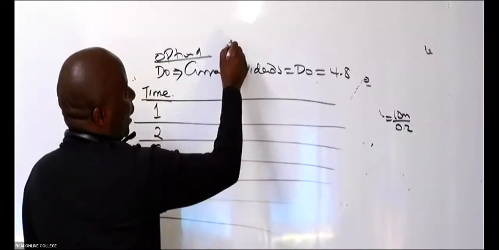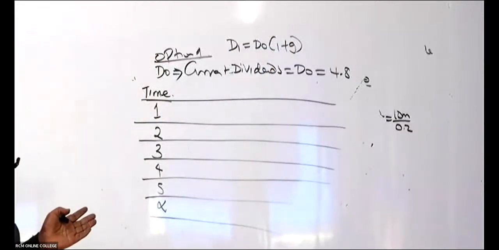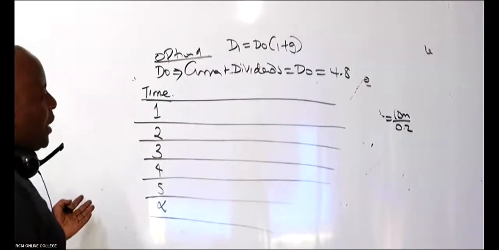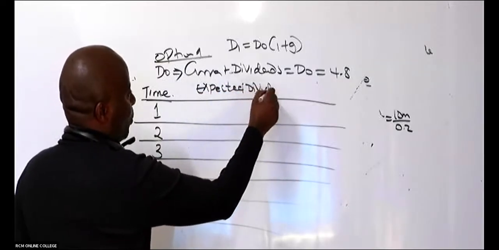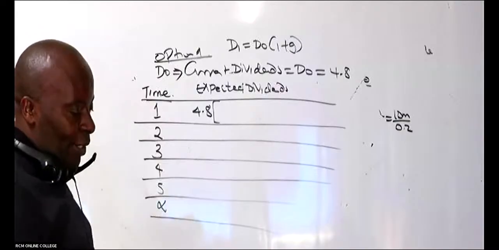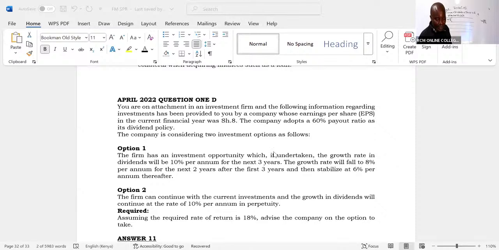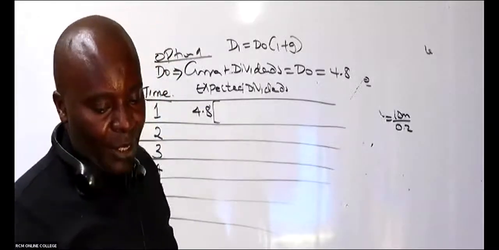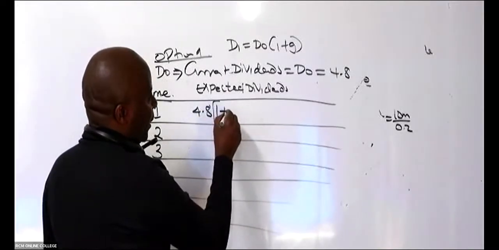Don't forget, of course, to get D1, I will take D0 times 1 plus g. So in this case, let's get expected dividends. They have told us we'll talk of 4.8. For the first 3 years, the growth rate will be 10% per annum. So now talk of 4.8 times 1 plus 0.1.